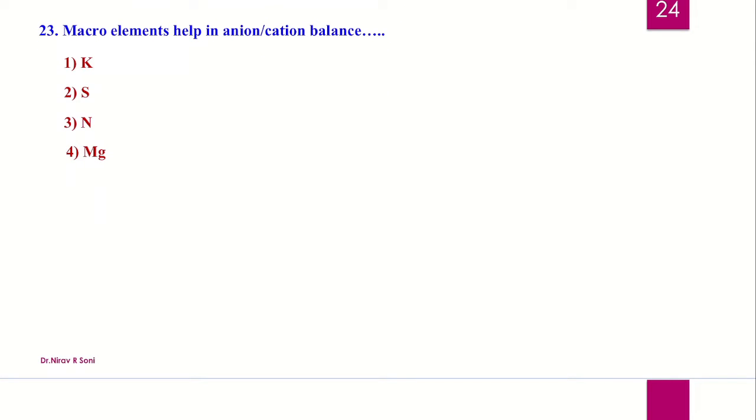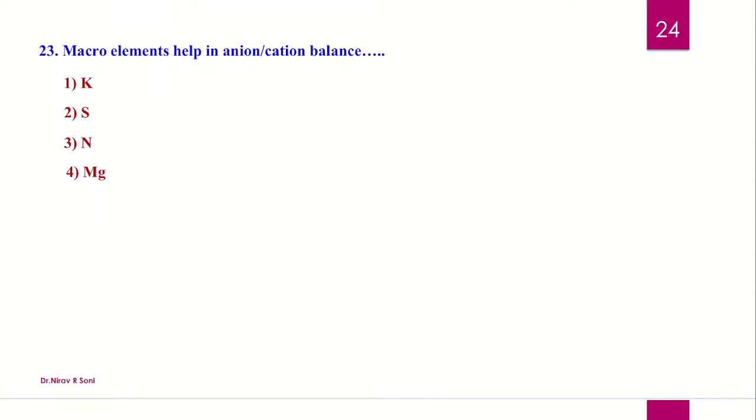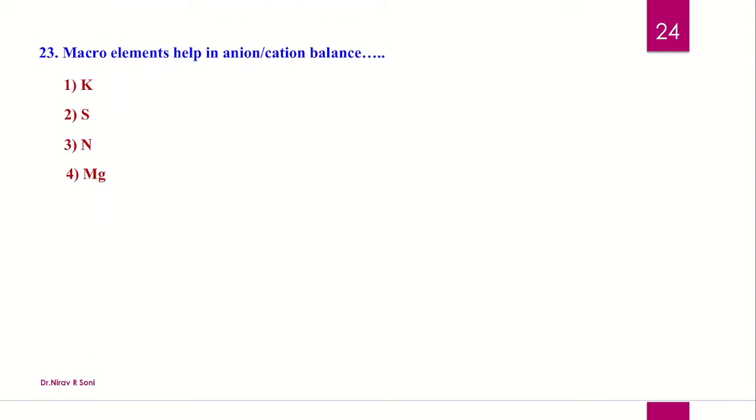Question number 23. Which macro element helps in anionic cationic balance? Magnesium is not, nitrogen and sulfur are not. Mainly potassium is responsible for the anionic and cationic balance. This is also known as ionic balance.